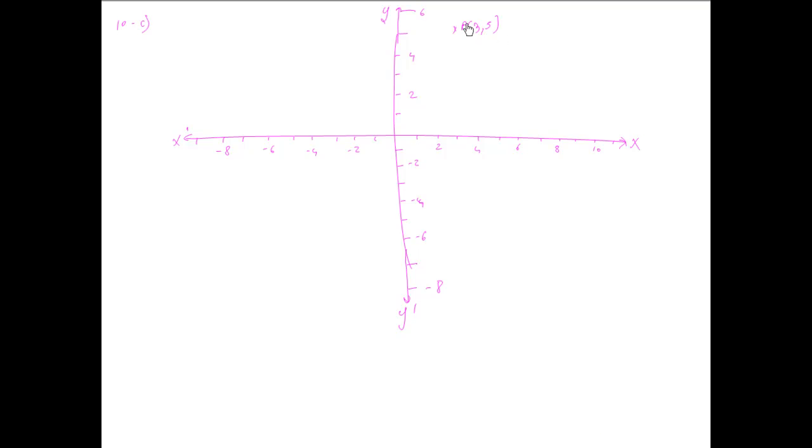B, negative 2, negative 4. Negative 2, negative 4 would come somewhere over here. That's B, negative 2, negative 4.